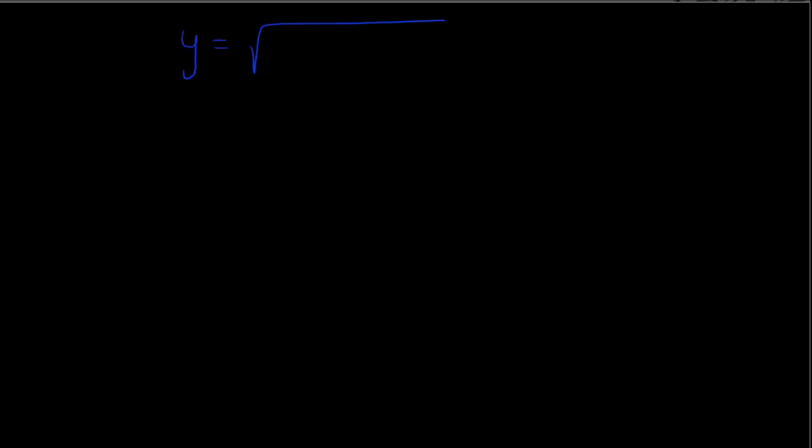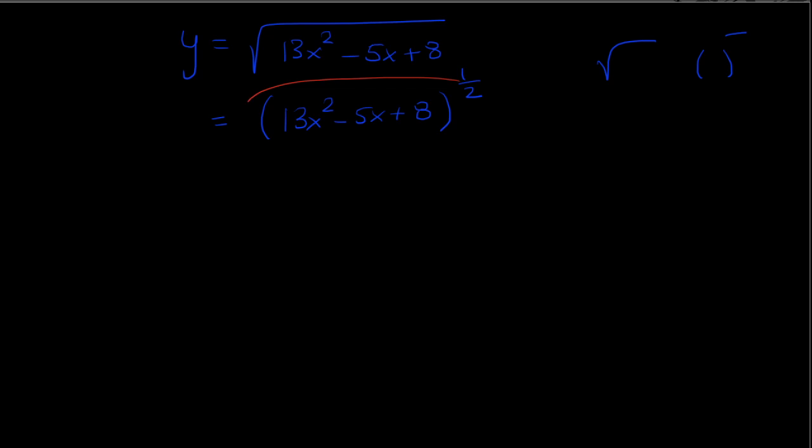Y equals the square root of 13x squared minus 5x plus 8. I can rewrite this as a power of 1/2. So I don't like to use radicals whenever taking derivatives. I always want to change it into a parentheses and a fraction. So it's going to be 13x squared minus 5x plus 8. I want the exponent to go out in front. I'm going to subtract 1 in the exponent and then multiply by the derivative of the inside.